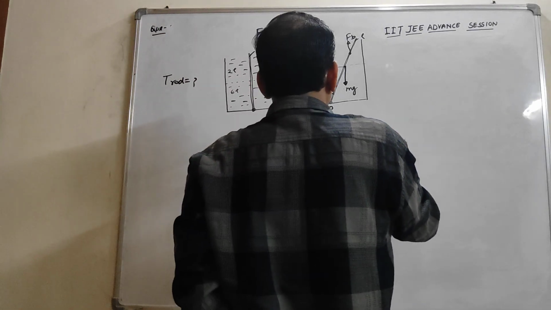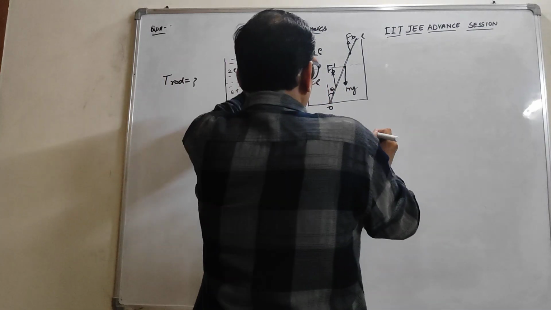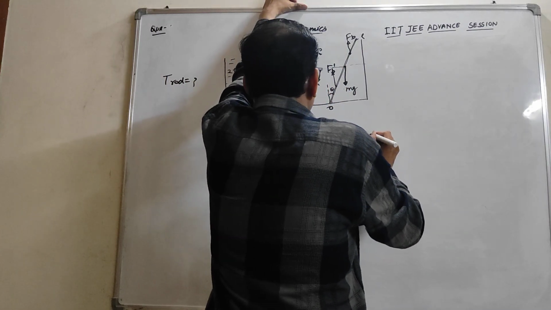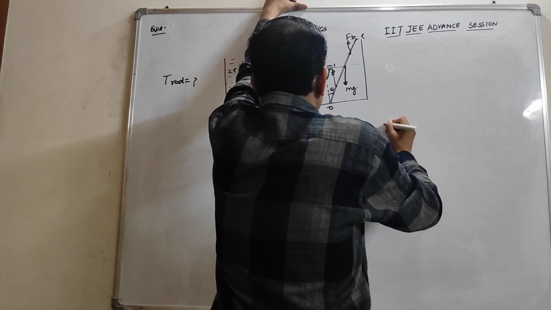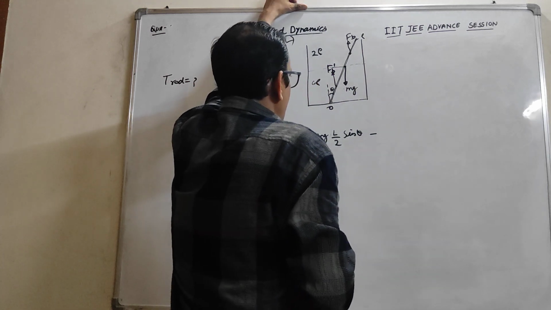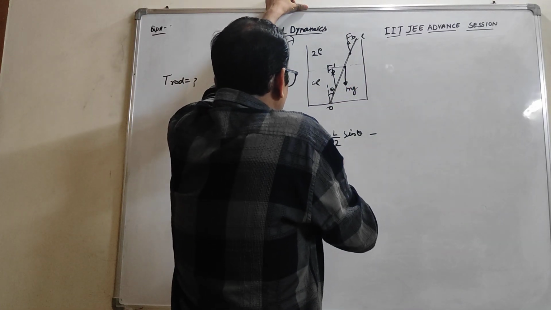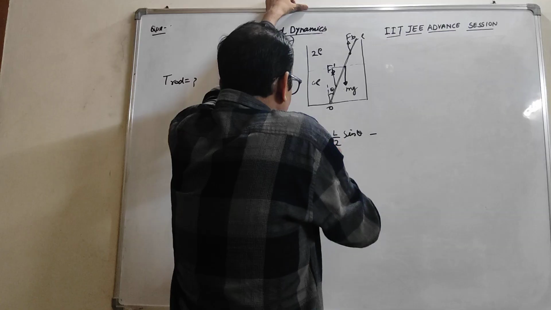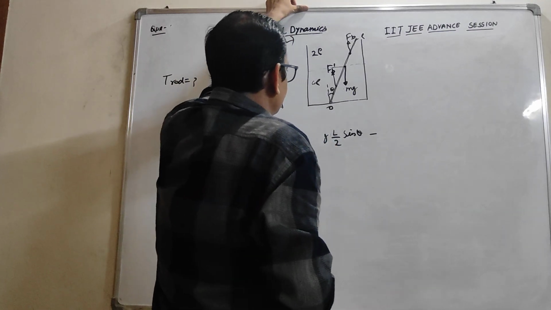So the next step would be the buoyant force Fb. This is negative. For the buoyant force we write the value of m here. What is the value of m?